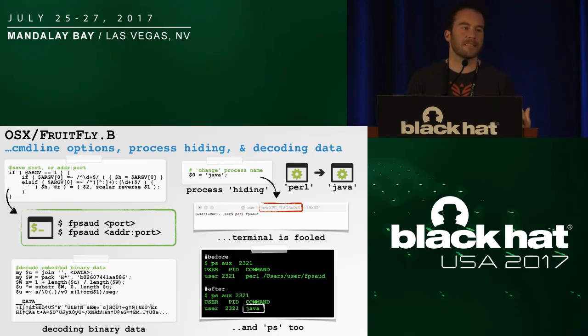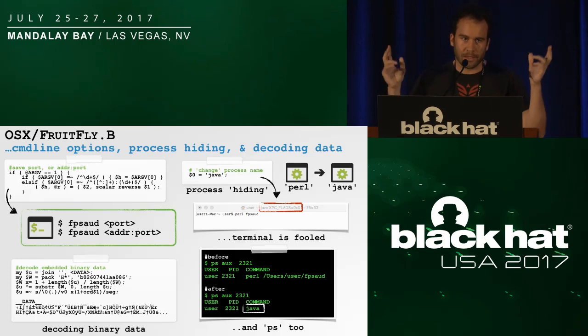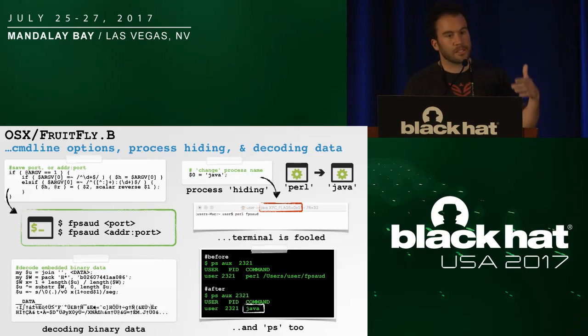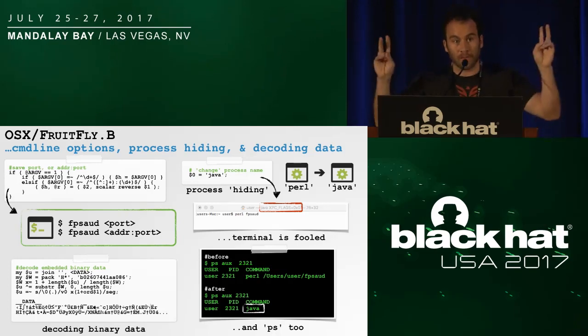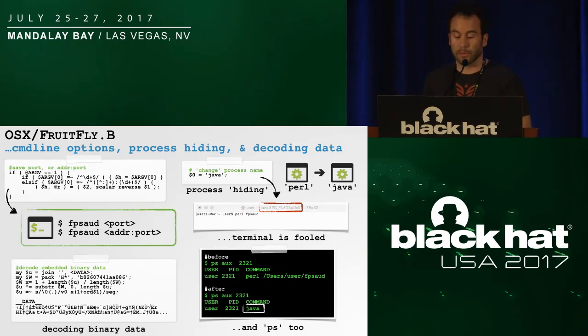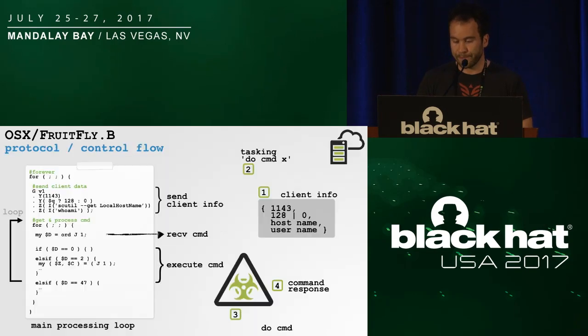This definitely facilitates analysis. In terms of process hiding, it just sets argv0 to java. This is really not a sophisticated technique, but we can see that at least terminal and tools such as ps are fooled. So if you do a ps listing, you'll actually see a process named java instead of the malicious Perl script executing. And what about that encoded data? That turns out to be an embedded Mach-O binary that we will talk about shortly.